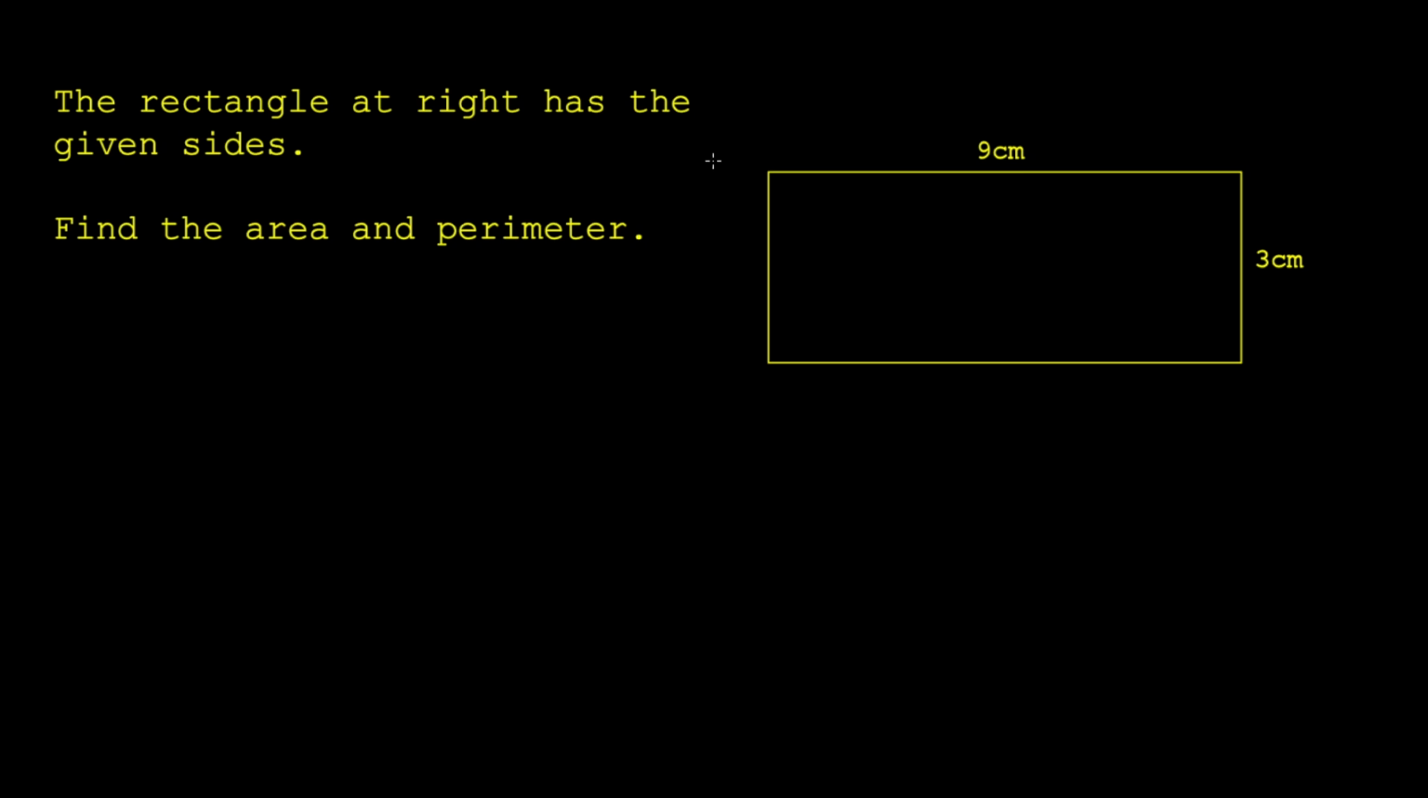In this video, we will be finding the area and perimeter of a rectangle. So these are formulas you probably know, but we'll refresh if you don't. And as you probably know, in a rectangle, opposite sides are congruent. So if that's 3, that's 3. If that's 9, that's 9.